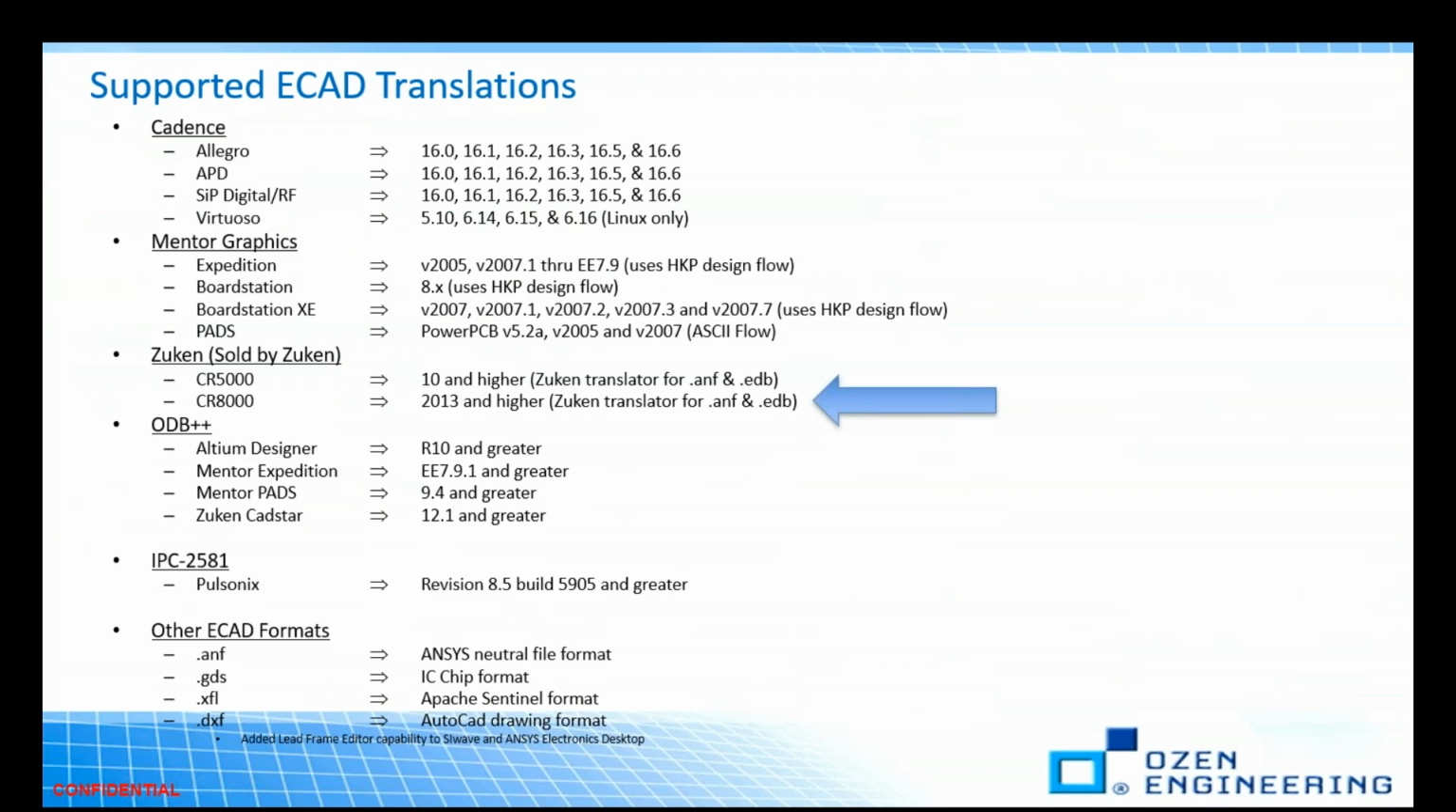We also mentioned a little bit about the ECAD translation before. If you are a user of this software, you definitely would care about what type of ECAD database it can bring in. Good thing is that SIWave recognizes most of nowadays vendors' file formats. From Cadence, it can recognize Allegro, APD, SIP, Digital, Virtuoso, for Mentor Graphics most of the Mentor Graphics formats, as well as ODB++, and of course Zuken as well.